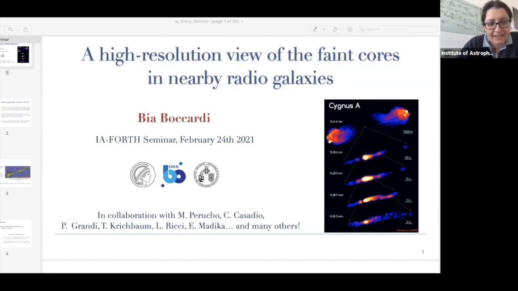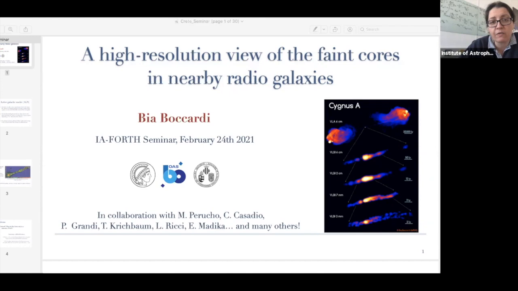Today, we're very happy to have with us Dr. Bia Boccardi from the Max Planck Institute for Radio Astronomy in Bonn. Dr. Boccardi studied at the University of Bologna, where she obtained her bachelor's degree in physics and her master's degree in astrophysics and cosmology. And in 2012, she moved to Germany and became a PhD candidate at MPIfR in Bonn, where she obtained her PhD.